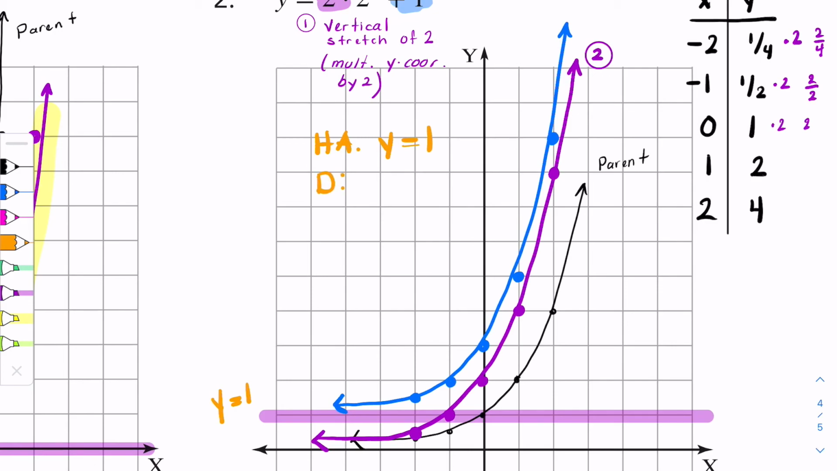The domain is still all real numbers, negative to positive infinity. The range now starts at 1 and moves towards positive infinity. And your y-intercept. If you can't tell that your y-intercept is at 0, 3, then substitute x equals 0 back into the original function and solve for y. But I'm telling you right now that the y-intercept is at 0, 3, and I just looked right at the graph for that. You guys could do whatever you want. Here's your final answer.